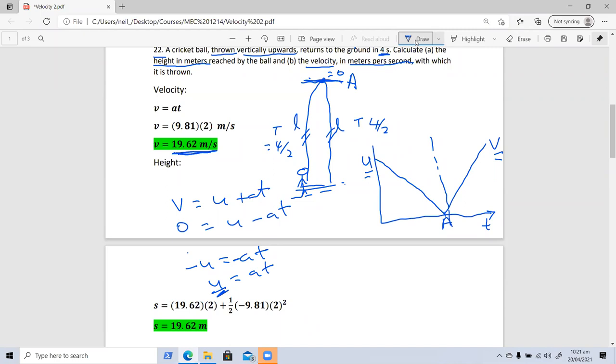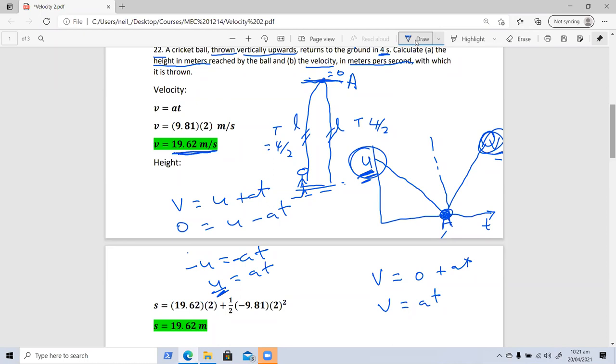Alternatively, it is the same way on this side of it. For this side, we have V is equal to U, which here is going to be 0 at this point, plus AT, so we have V is equal to AT. And since U and V, these 2 points, depending on which half we choose to analyze, are going to be the same.